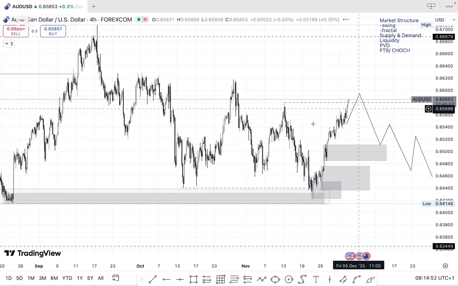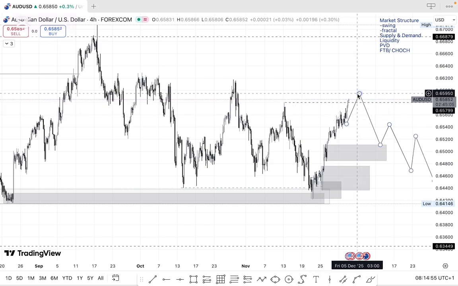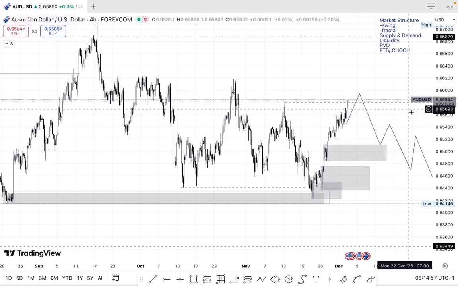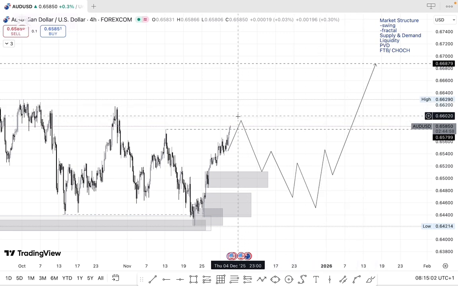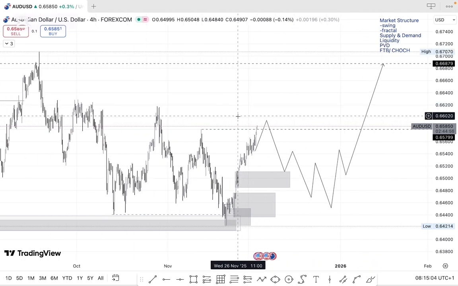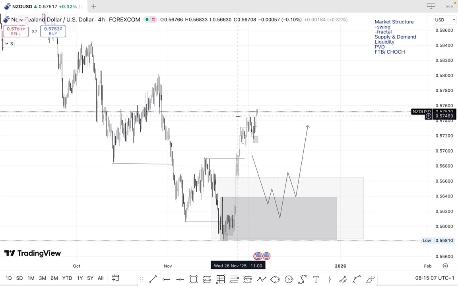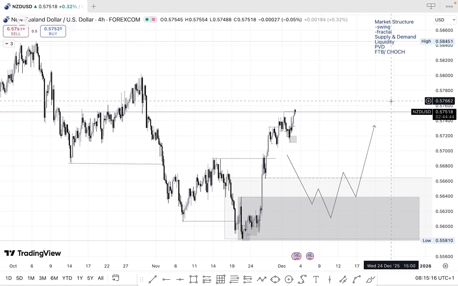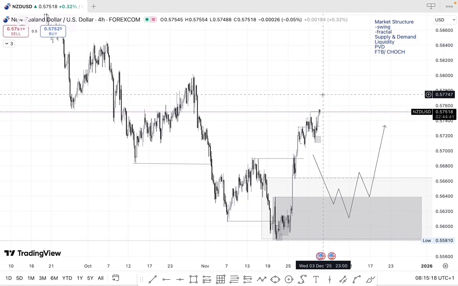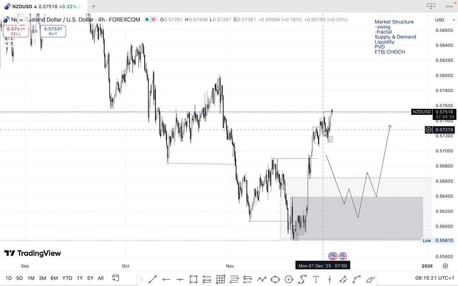Let's see how it goes. Maybe from there we'll see price continue with the longs. Yeah, that's that for AUD, guys. And the next pair should be New Zealand dollar. AUD is not an ideal pair to trade because New Zealand dollar is very much clearer in structure than that pair.